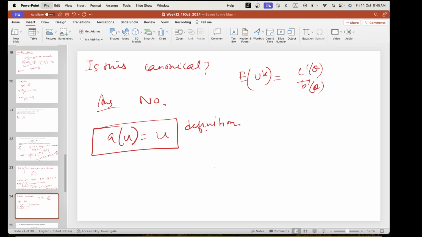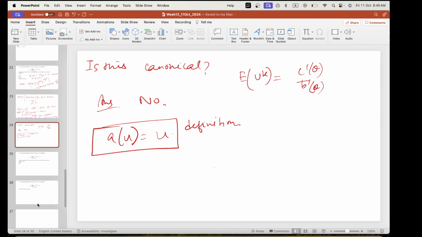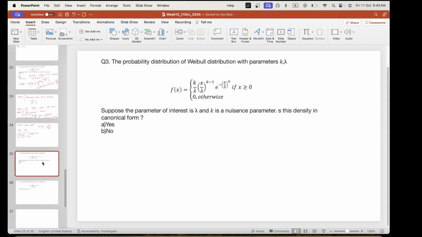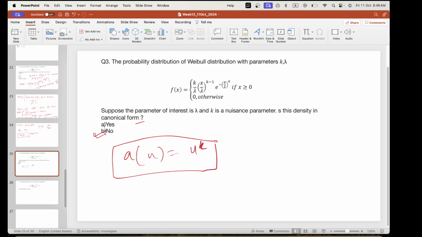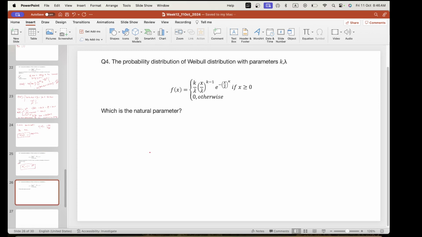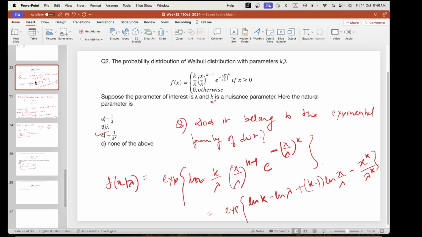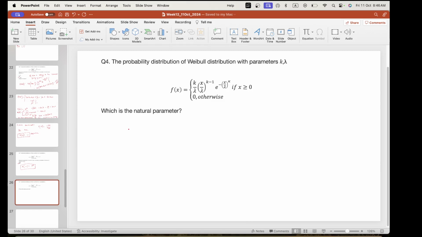Alright, now moving on. This was the next question: is this density in canonical form? The answer is no, because au equal to u to the power k. Now the next thing is, which is the natural parameter? The natural parameter is actually this thing, it's repeated, minus 1 by lambda to the power k.